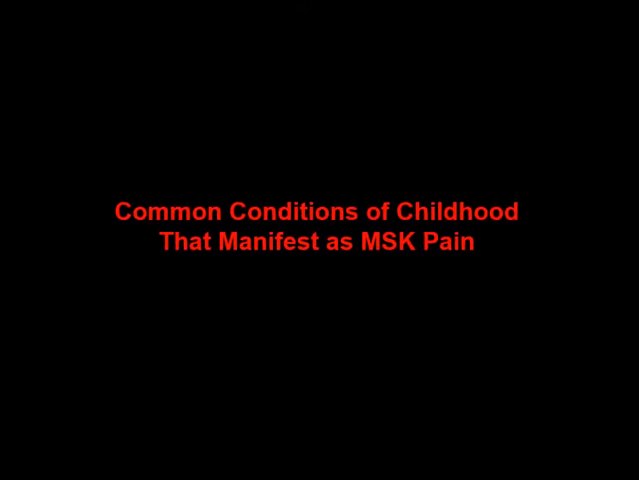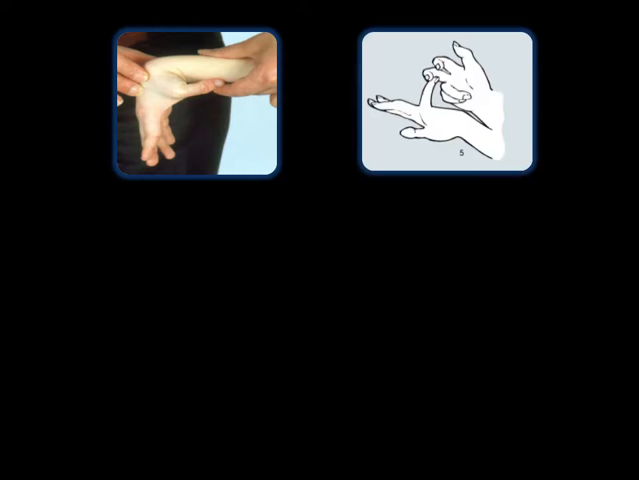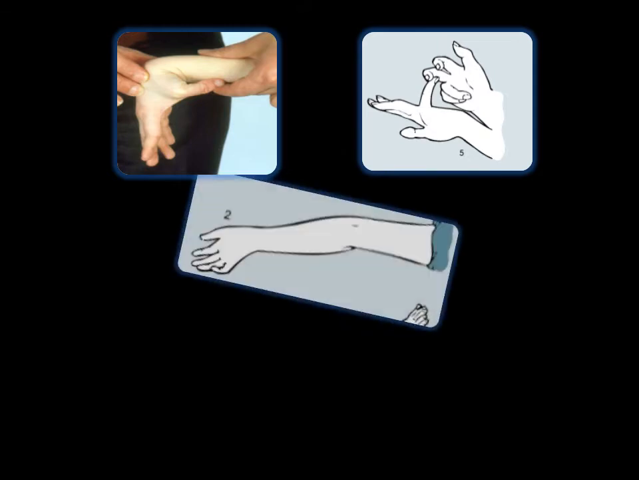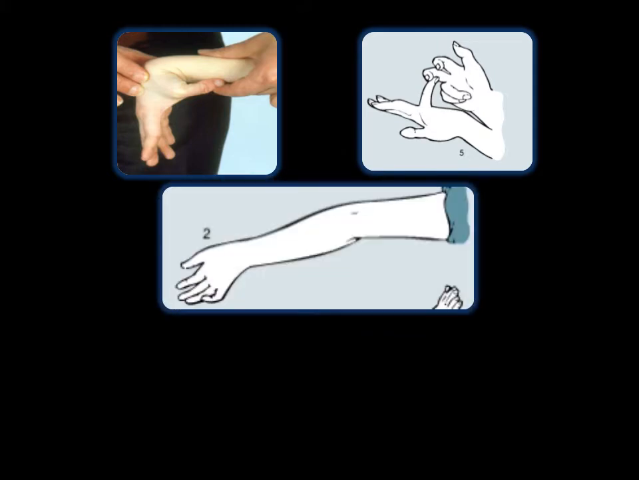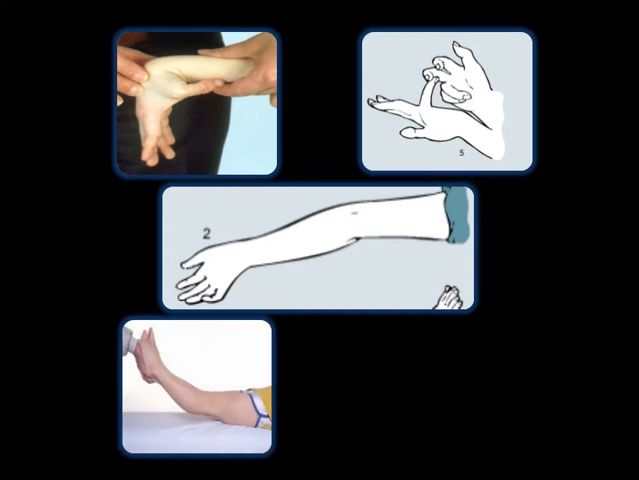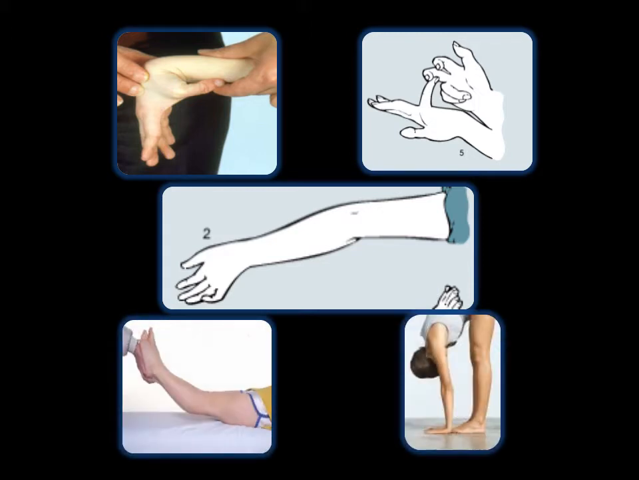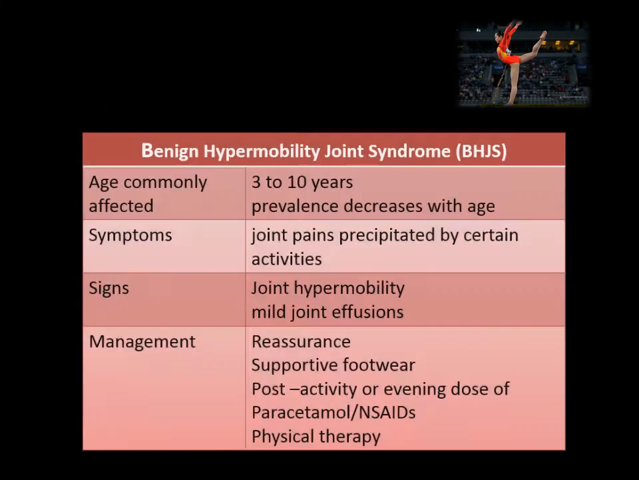So what are the different conditions in children that may present with musculoskeletal pain? In a child presenting with joint pain, typically occurring after activity, and able to do these maneuvers without eliciting pain, such as touching the thumb to the volar surface of the forearm, hyperextending the fifth finger at the metacarpophalangeal joint to 90 degrees, hyperextending the elbow to more than 10 degrees, hyperextending the knees to more than 10 degrees, and able to touch palms to floor with knees extended, consider benign joint hypermobility syndrome.